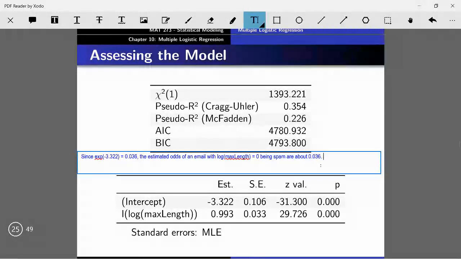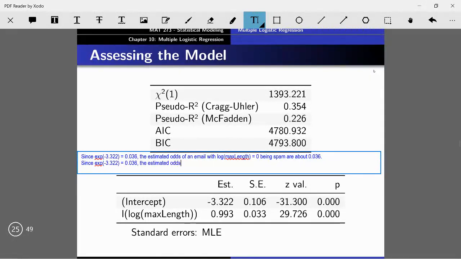But that's not a very good interpretation, because what is log max length? So this would not be a good interpretation. What we should instead say is, we want to interpret this not on the log scale. The statement's true, but it's just not a very helpful interpretation.